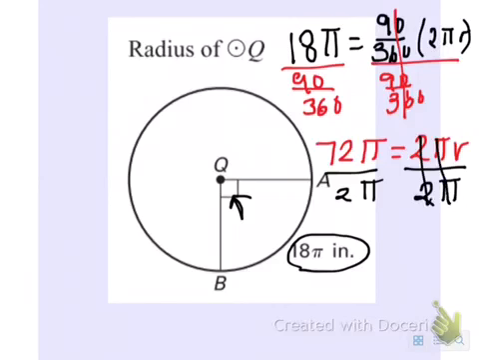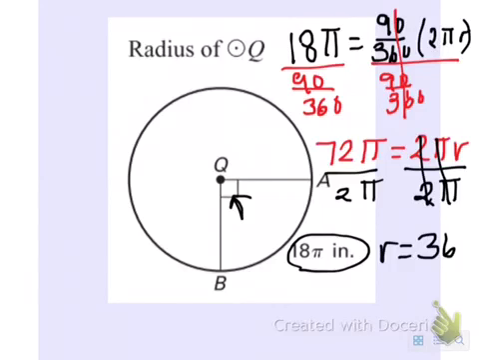So in my calculator, again, I'm going to press the fraction button. I'm going to put 72 shift pi in my numerator, and I'm going to put 2 shift pi in my denominator. And that gives me r equals 36. So my radius is 36.